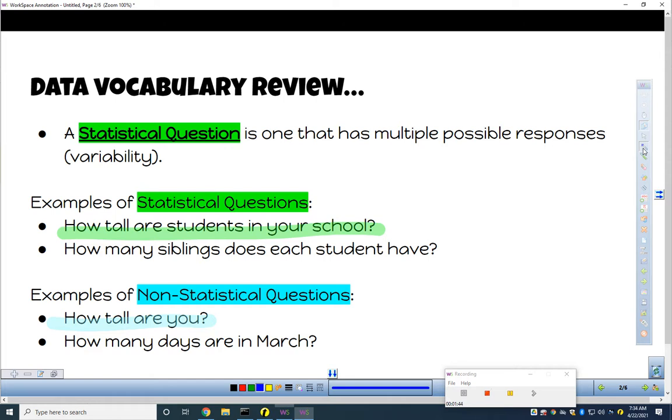I'm 6'3", you might be 5'2", you might be 4'5". So we would have variability in the answers. Whereas if I ask how tall are you, an individual is only one height. There is only one possible answer. There is only one answer for how many days are in March.